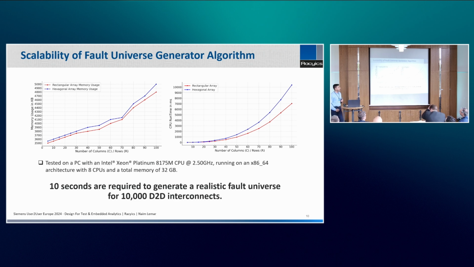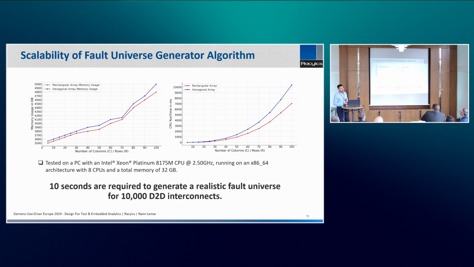And in the worst case scenario, we need only 10 seconds to generate a realistic fault universe for 10,000 die-to-die interconnects. Is this less or more time compared to other processes and EDA tools? Of course, it's very little time. You just feed your input file and run it, and you will get the fault universe in 10 seconds.